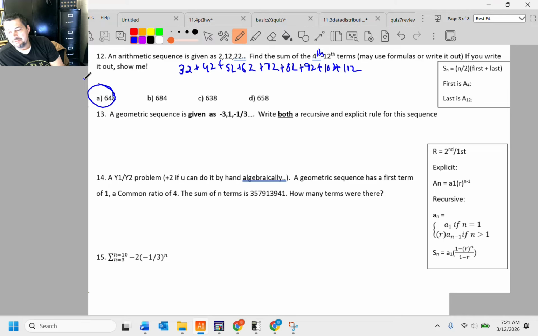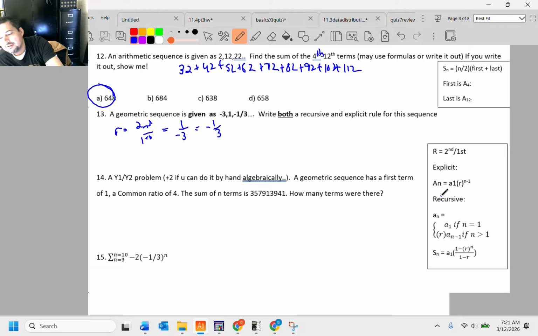A geometric sequence is given as -3, 1, -1/3. Your ratio is going to be the second over the first if you don't know it. So it's going to be 1 over -3, which is just -1/3. You're supposed to write both a recursive and an explicit rule. They're right here off to the side.